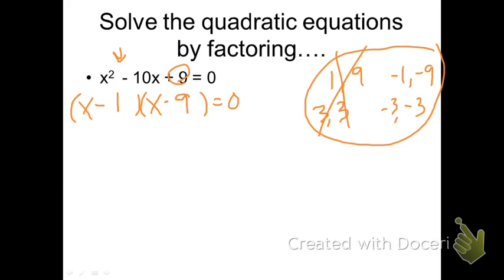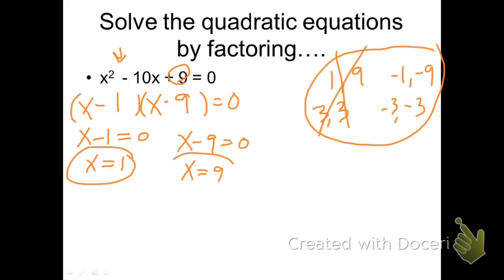So we factored, we're not done yet, but the factored version of x squared minus 10x plus 9 is x minus 1 times x minus 9. So it's factored. Now, to figure out what x is, we're going to take x minus 1, set equal to 0, and we get x equals +1. And then take x minus 9, set equal to 0, and you get x equals 9. And both of those solutions would work in that equation.